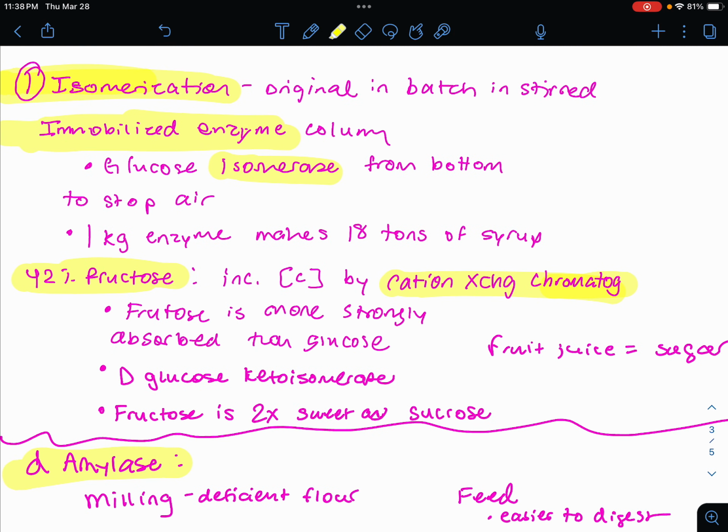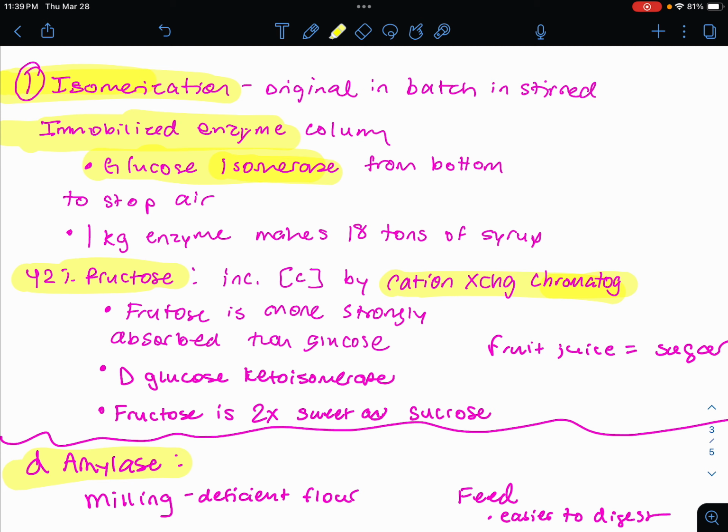Alright, third step is isomerization. This was originally carried out in batch with stirred tank reactors. However, now we just use the immobilized enzyme reactor according to the notes of the professor. The column will have the glucose isomerase immobilized or embedded into it. The enzyme is bound to the solid support by covalent and non-covalent bonding, so again you use less enzyme. You're not washing it off.